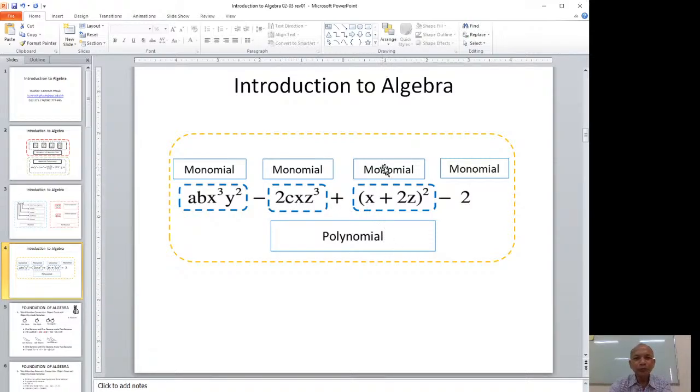Many monomials together make up a polynomial.